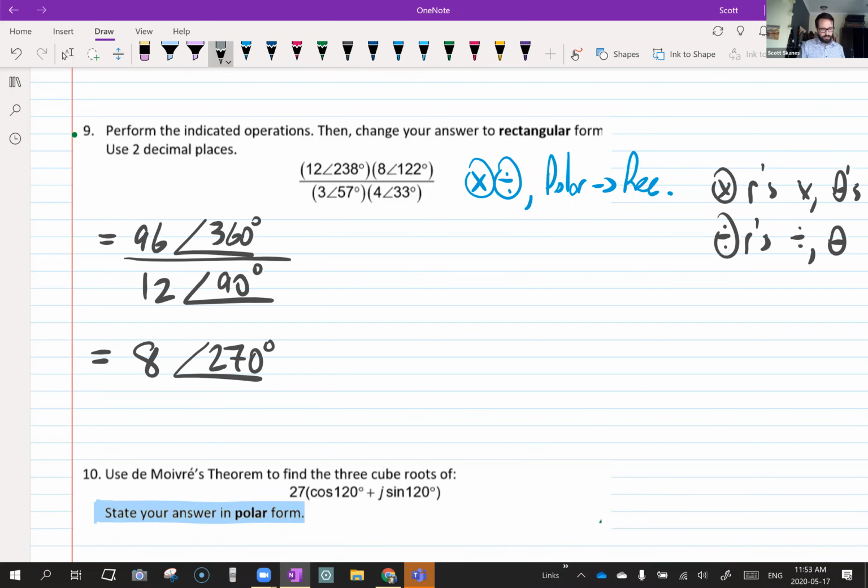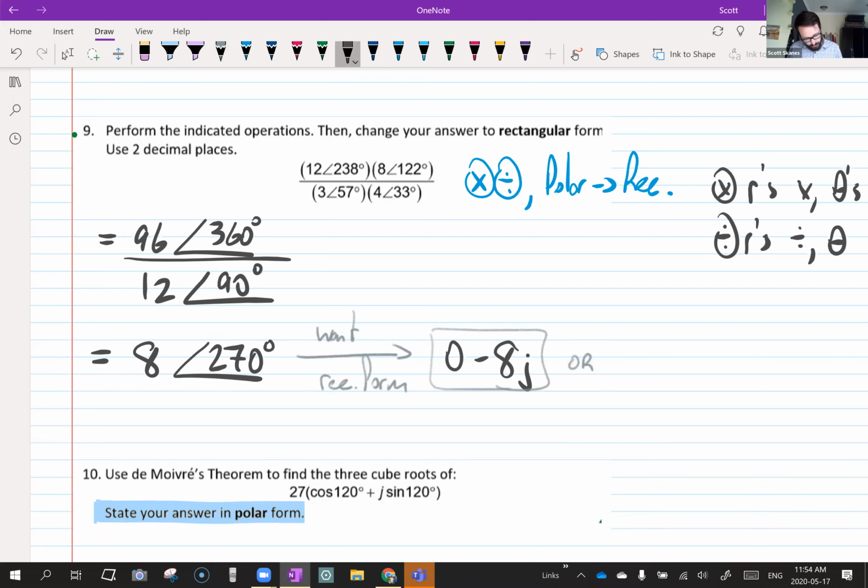The second step is I want polar form. Wait, sorry, I want rectangular form. So take 8 multiplied by cosine of 270, 8 multiplied by sine of 270. So that's a quick change, very fast, very good for a multiple choice. That'll be 0, and then 8 times sine of 270, negative 8j. Or you could just, of course, write negative 8j. It means the same thing.